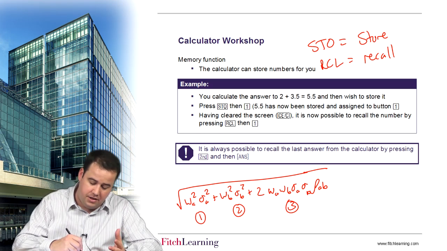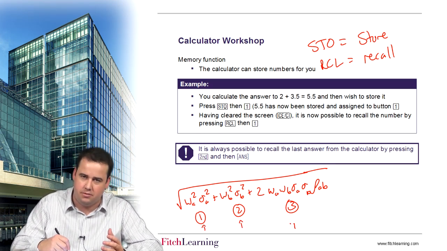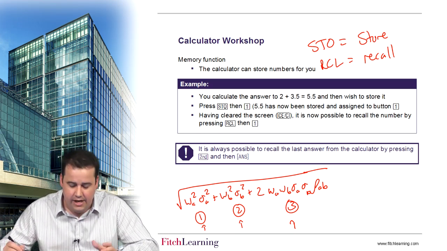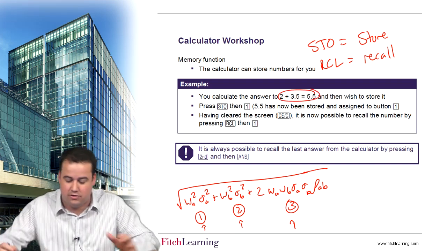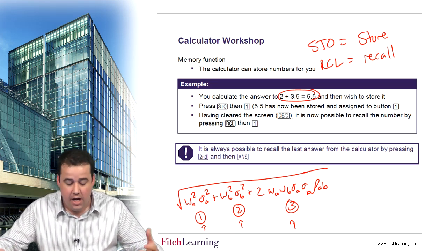What you could do is calculate this and put it into button 1, calculate this and put it into button 2, calculate this and put it into button 3, and then you just have to recall 1 plus recall 2 plus recall 3 to get it out. So let's look at how we do this. They get you to do a really easy one at the top. 2 plus 3.5 equals 5.5. So 2 plus 3.5 equals, sure enough, 5.5, and I wish to store this.